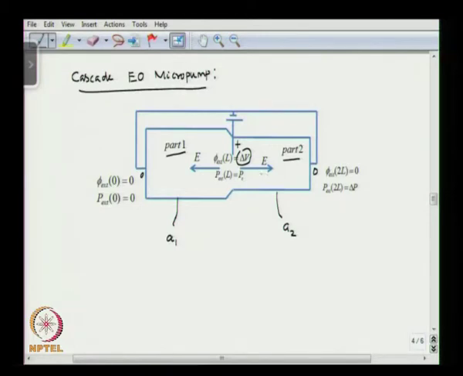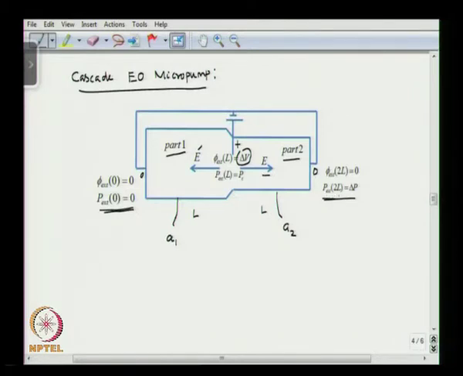So the electric field in part 2 is towards the right, as you can see here, and the electric field in part 1 is towards the left, okay. The pressure at the entrance of the channel, on the left hand side, is 0. Let us say the pressure at the right hand side, where x equal to 2L, and let us say the lengths of the channels are equal, this is L and part 2 is also L.